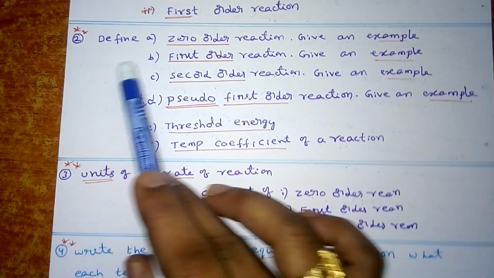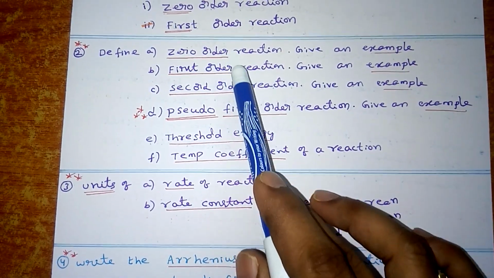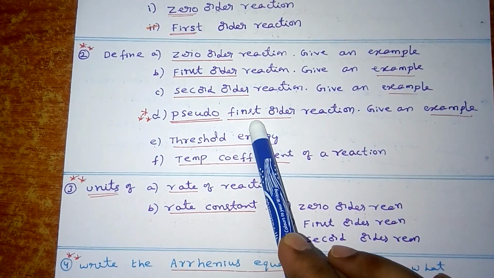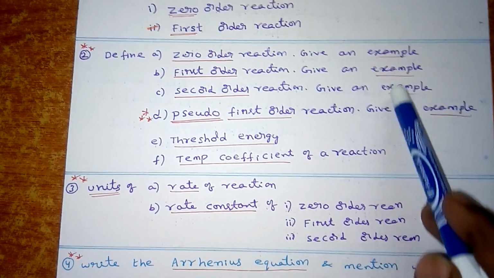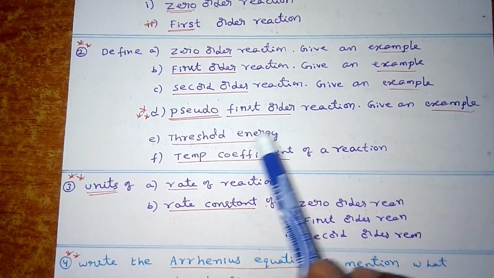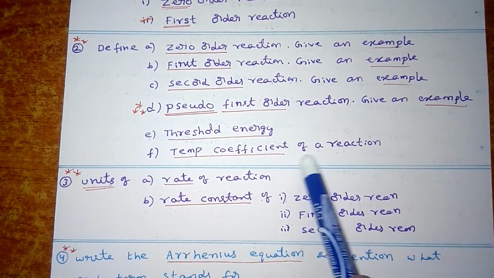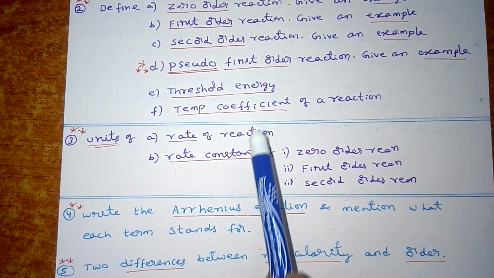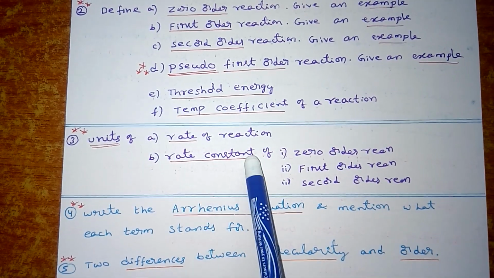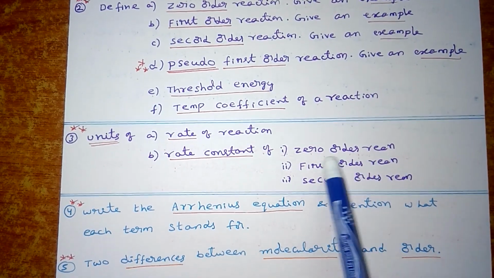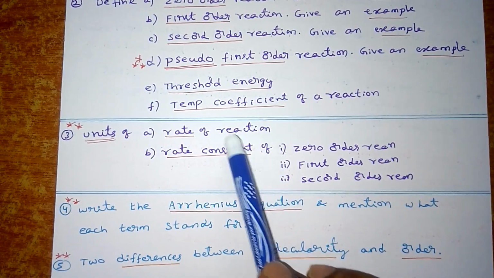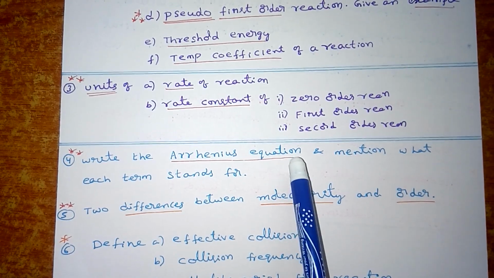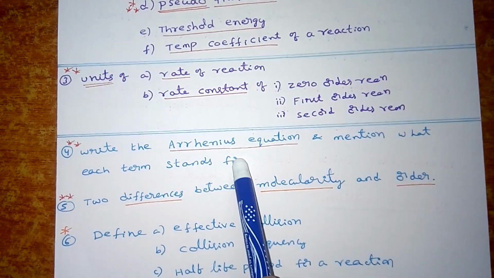Next, define zero order reaction, first order reaction, second order reaction, pseudo first order reaction. Your examples also you have to remember. Next, threshold energy, temperature coefficient of the reaction. Next, units of rate of reaction and units of rate constant of zero order, first order and second order reaction. Units also important. Next, write the Arrhenius equation and mention what each term stands for.